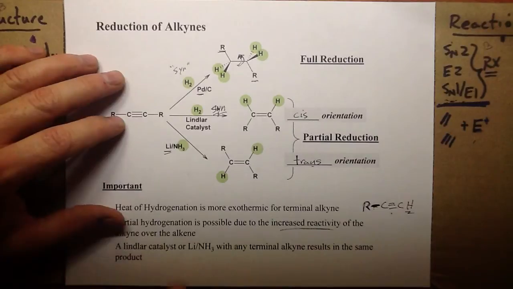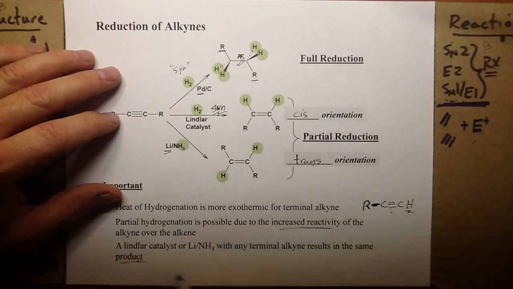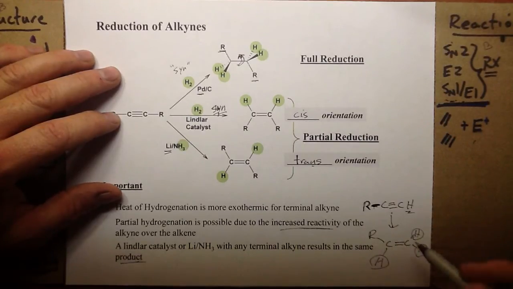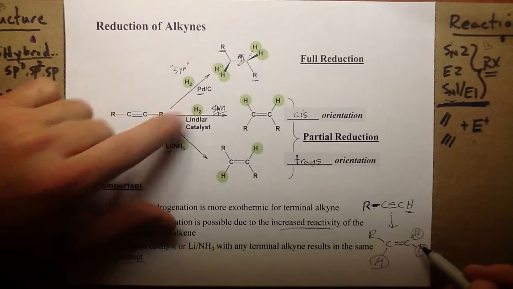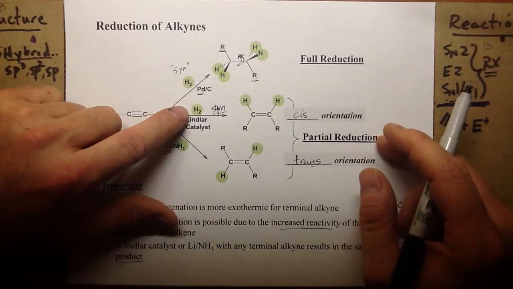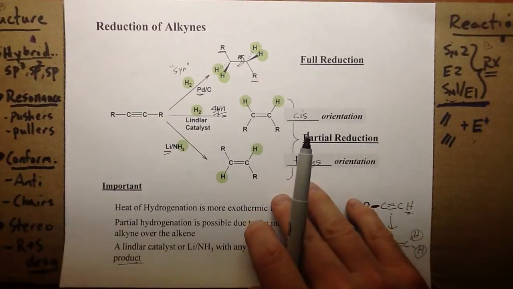Lindlar catalyst or lithium with ammonia or sodium with ammonia in any terminal alkyne results in the same product, because certainly if we were to partially reduce an alkyne, you can't tell in the product which of these two hydrogens was already on and which came on in the reaction. So it doesn't matter with terminal alkynes whether you run the Lindlar catalyzed hydrogenation, or if you run lithium with ammonia, you're going to get the same product if it's a terminal alkyne.